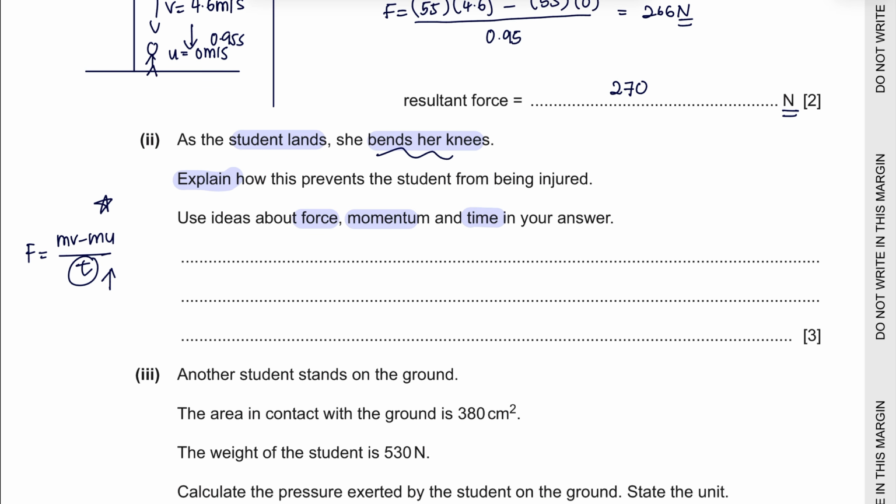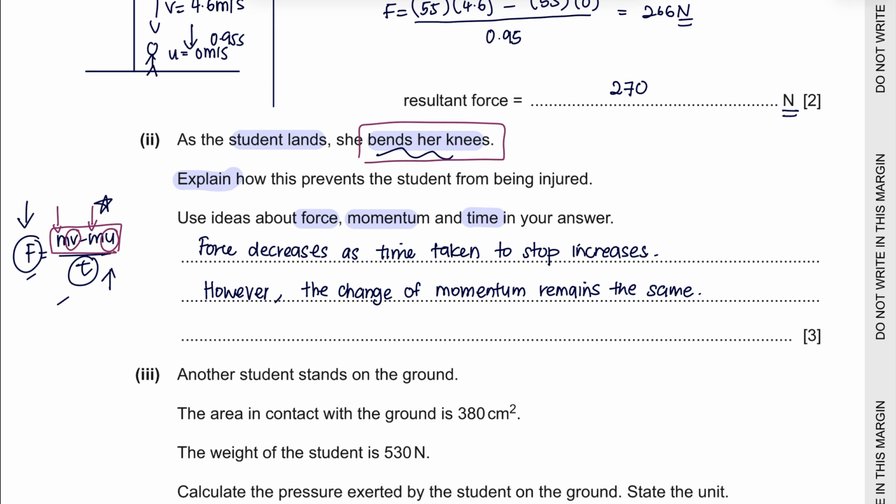So if your time taken is increased, you will be able to decrease the force applied, as force and time are inversely proportional. However, remember that the momentum here will not change because the mass of the student remains the same, and her initial velocity and final velocity are not affected when she bends her knees. So make sure you describe all force, time, and momentum to gain a full 3 marks.